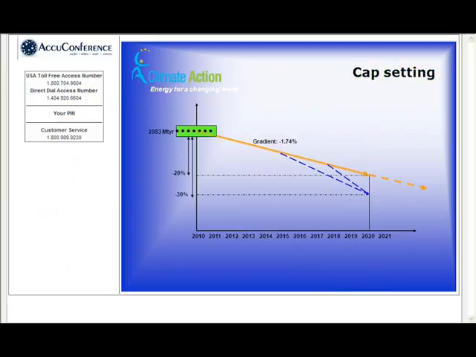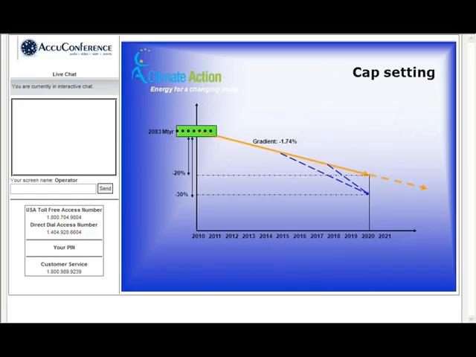And so there's just a picture of our cap in the future and how we would expect it to decrease in a predictable manner. The total size of the EU ETS is around 2 billion tons in the current trading phase.